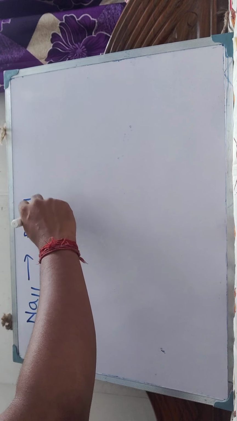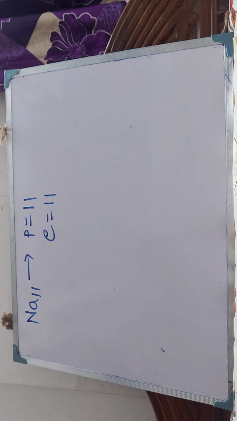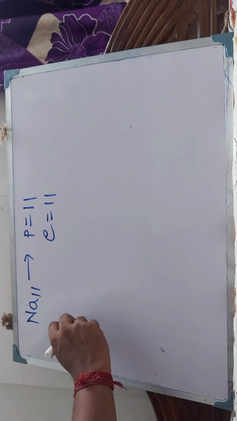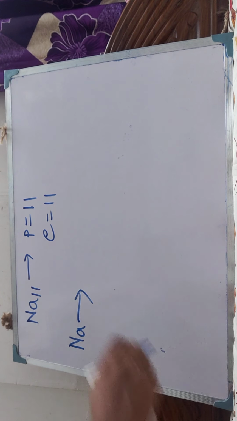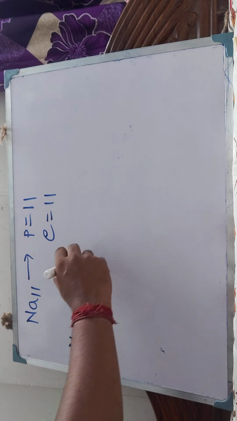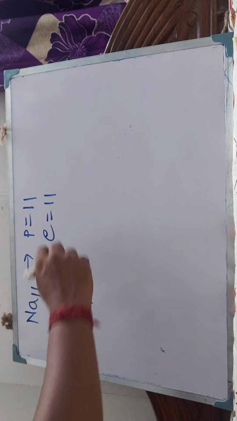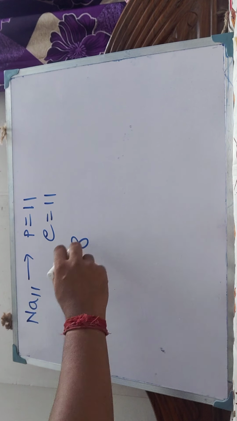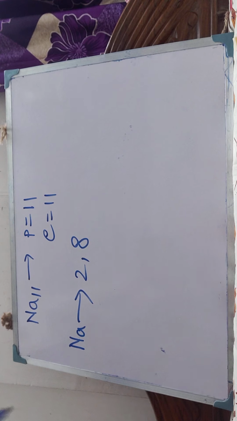So how many electrons are there? It is also 11. So what should be the electronic configuration of Na? I already told you. In the first orbit, how many electrons can be placed at maximum? 2. In the second orbit, how many electrons can be placed? It is 8. So what has it become? It has become 2 plus 8, that is 10. Now 1 electron is remaining.